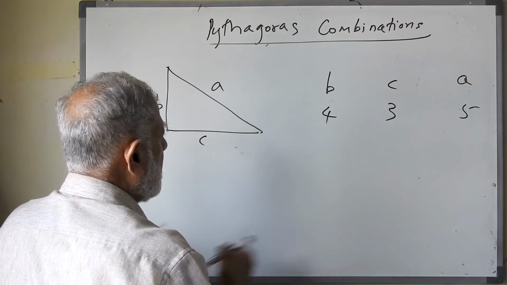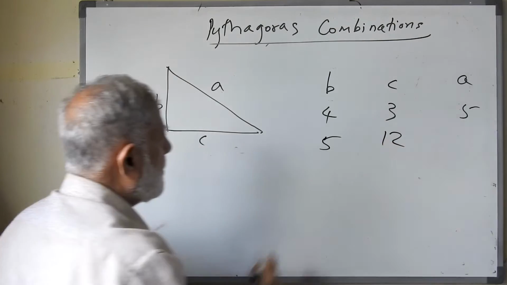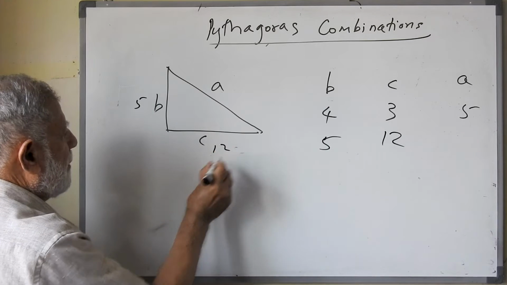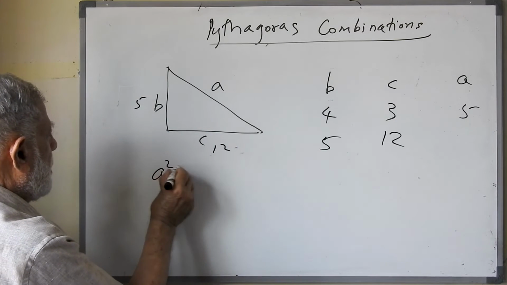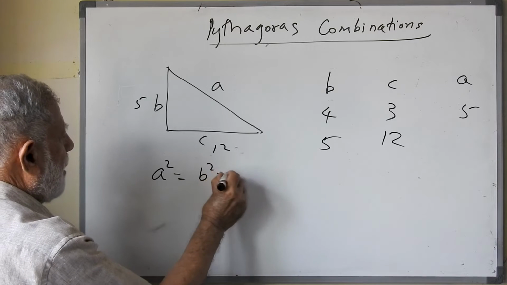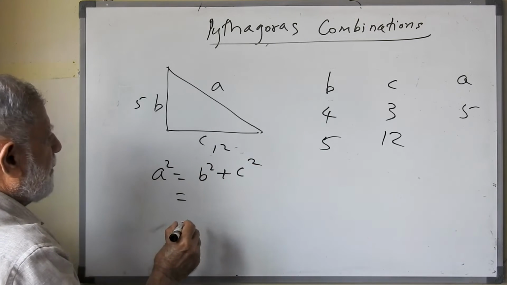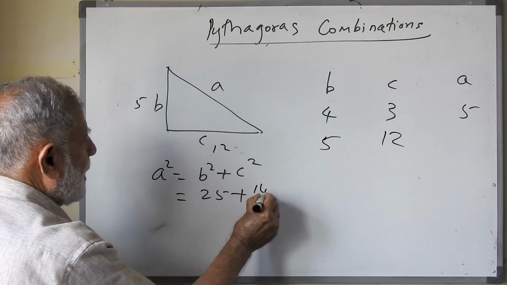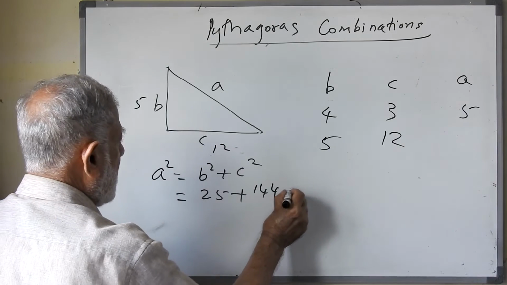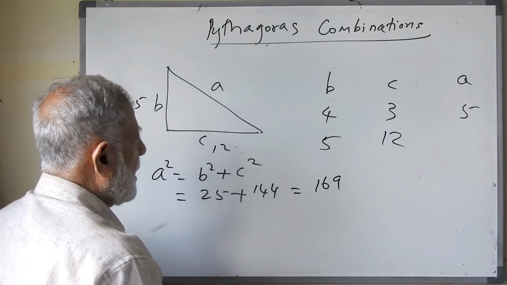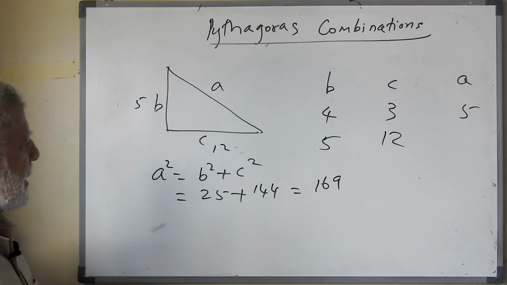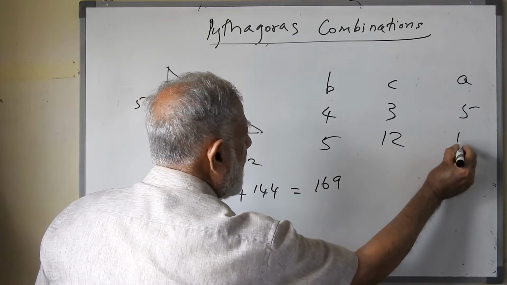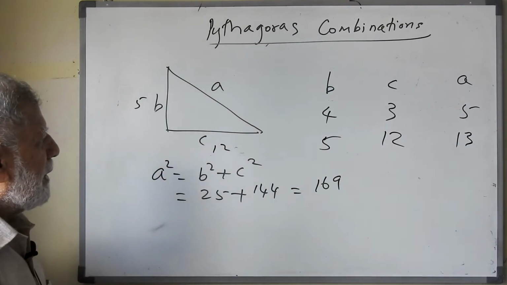There's another combination called 5 and 12. B is equal to 5 and C is equal to 12. We'll see what happens. A squared is equal to B squared plus C squared. So B squared is 25 plus C squared is 144. 144 plus 25 will be 169. So A squared is 169, A is equal to 13. The square root of 169 will be 13. So this is another combination.